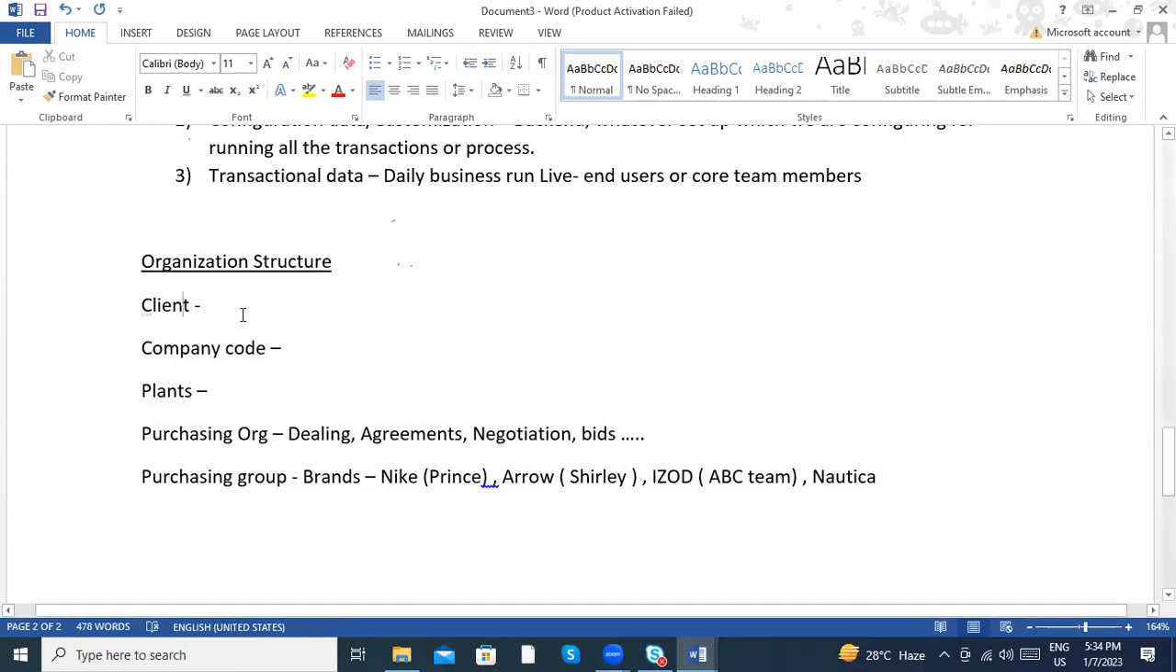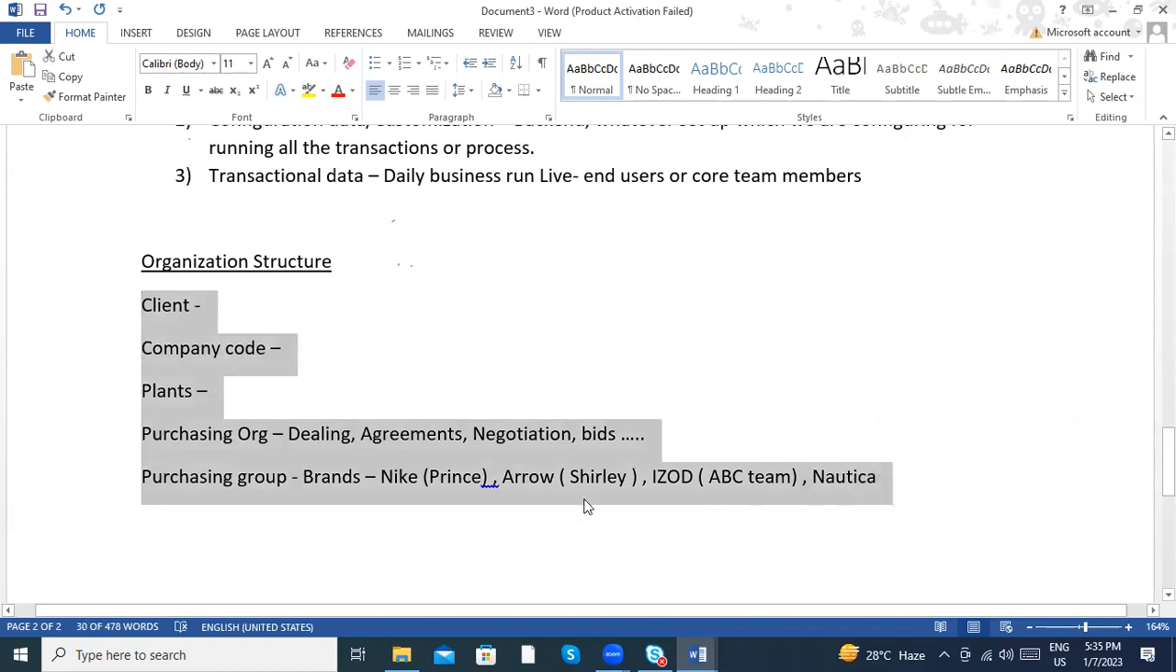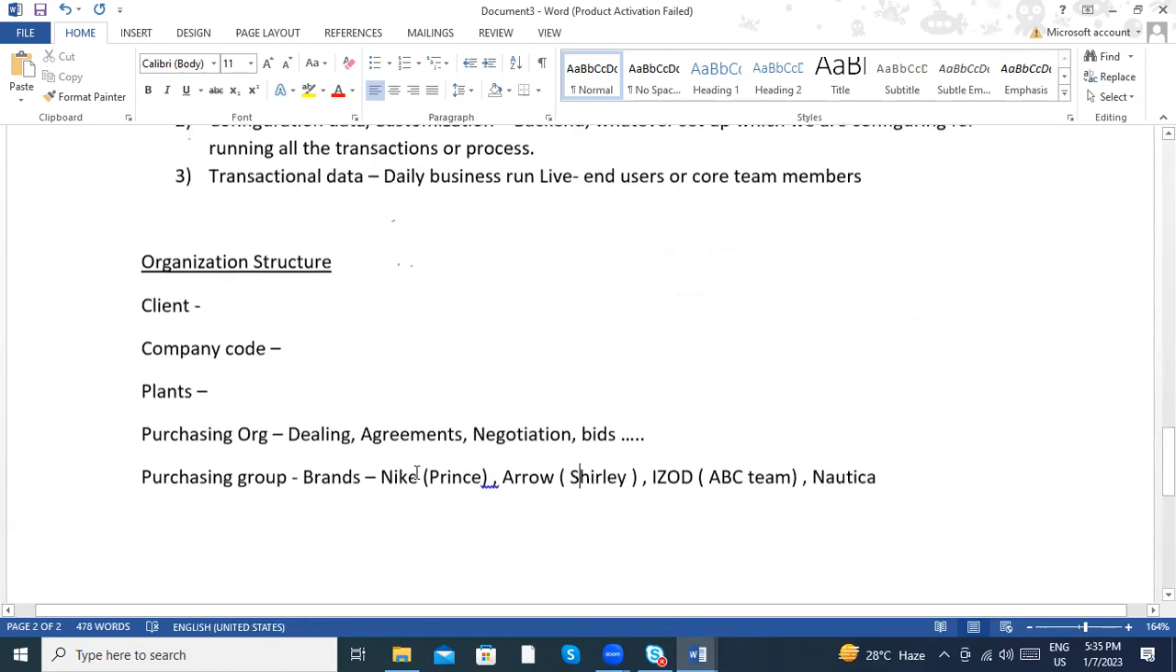In SD also, if they talk about SD, then on their side it is client, company code, sales organizations, distribution channels, and divisions. That will be the organization structure. If you go to PP, it is production plant and company code and plant. If we talk about financial and controlling, they have the controlling area, cost centers, and so on. So coming to MM, this is the organizational structure.